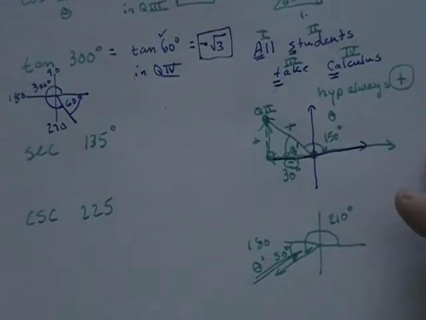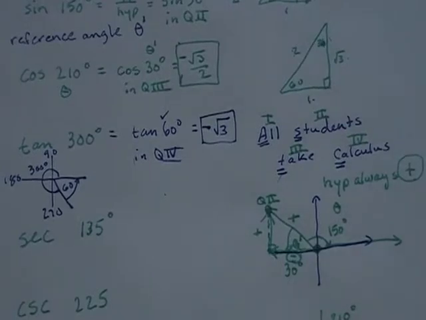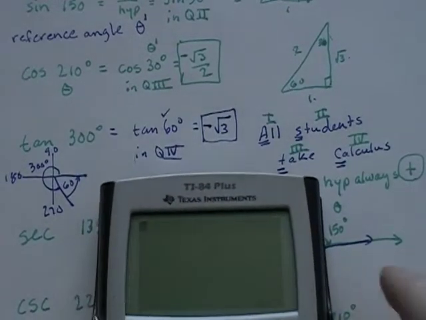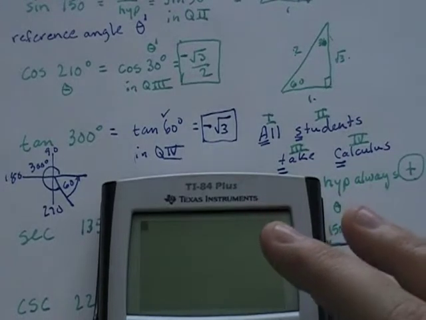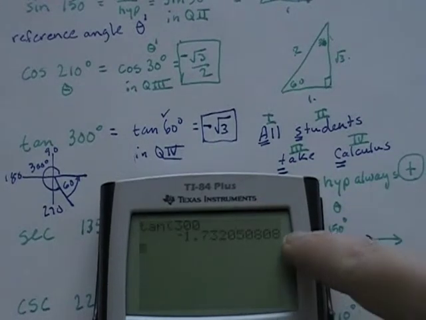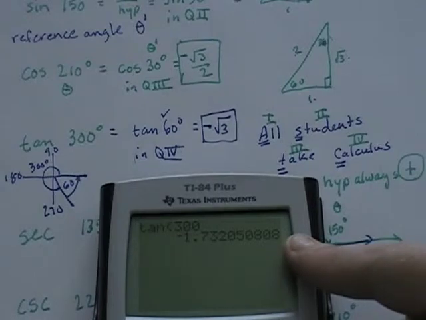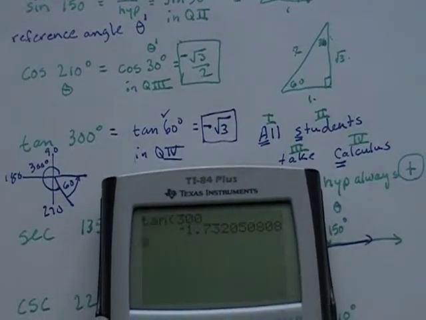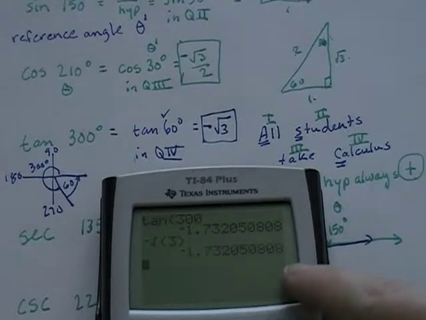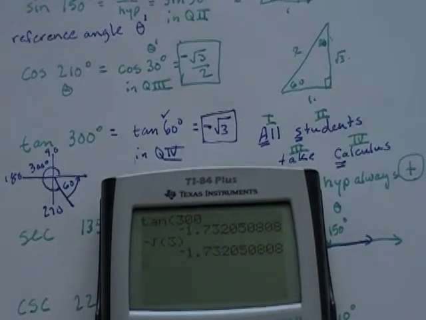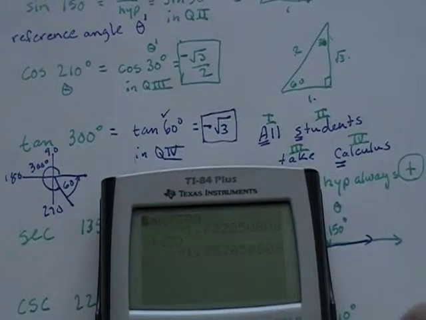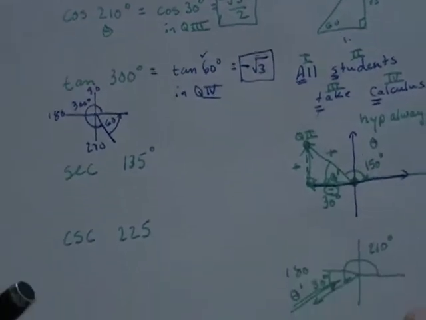So keep moving. And again, can you check this? If you have a calculator handy, you can check this. Tangent of 300 degrees, we get negative 1.732, etc., etc., etc. Now type negative square root of 3. And guess what you get? The same answer. And that's how you know you're right. Kind of cool. All right.